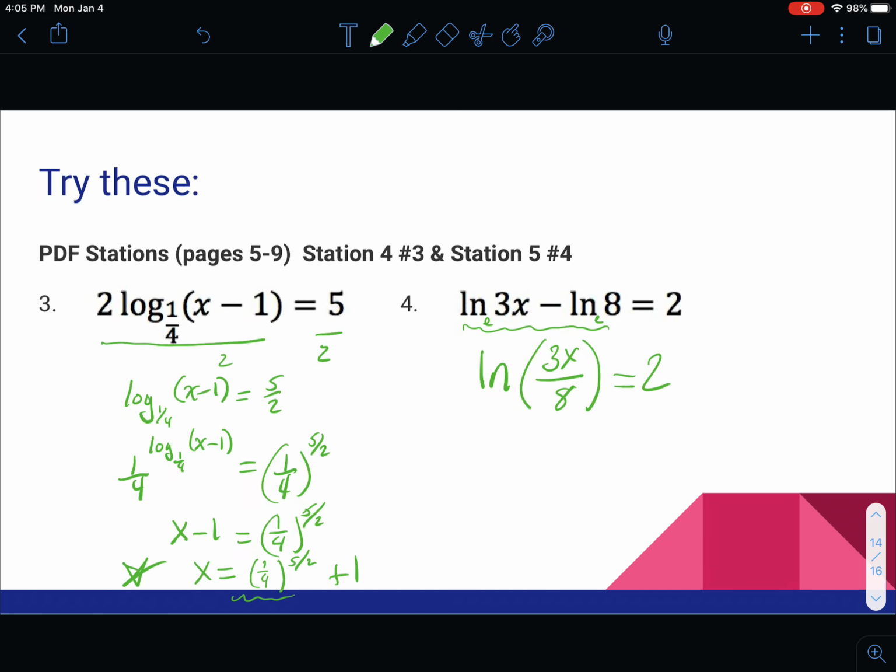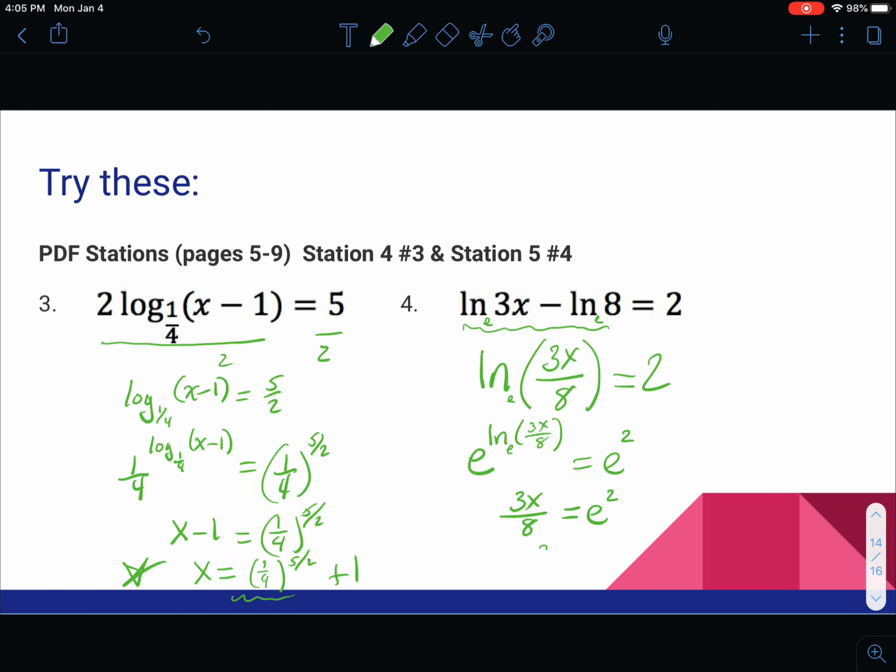From here, if we have the variable stuck inside a logarithm, we need to exponentiate. So we're going to raise e, remember the base is e. So e raised up to the left side, we don't really need to write that, e to the natural log of 3x over 8 equals e to the right side. We have to do it to both sides. So since these bases are exactly the same, we just undid the logarithm, we can have 3x over 8 equals e squared, which is just a messy number.